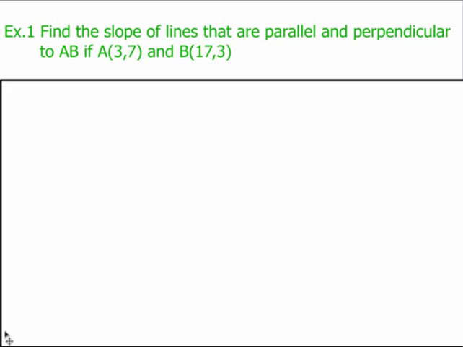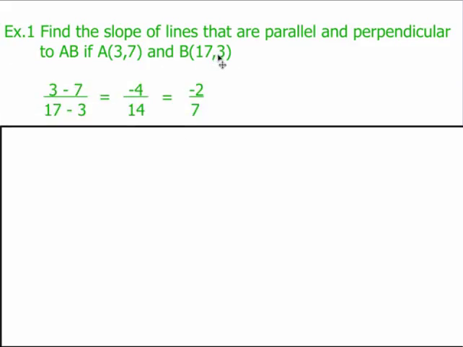Example 1 says, find the slope of lines that are parallel and perpendicular to AB if A is (3, 7) and B is (17, 3). The first thing we need to do is find the slope of AB. To do that, we take our coordinates and plug them into the slope formula. We find our change in y, 3 minus 7, and our change in x, 17 minus 3. We get negative 4 over 14, which reduces to negative 2 over 7.